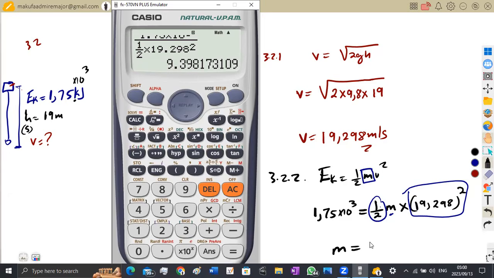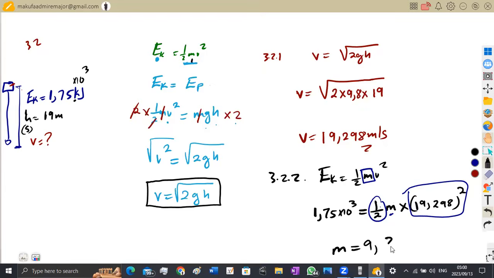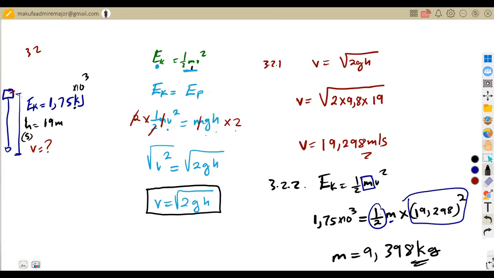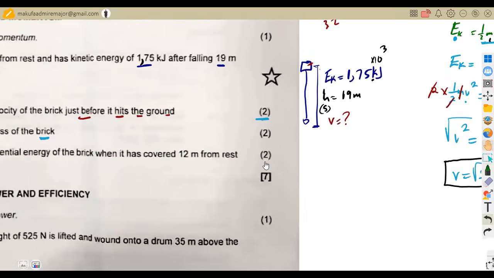9.398, which is our mass. So our mass is going to be 9.398. Remember, our mass is measured in what? In kilograms in this case. So that was how we obtain this mass from the given information that we have from our kinetic energy.